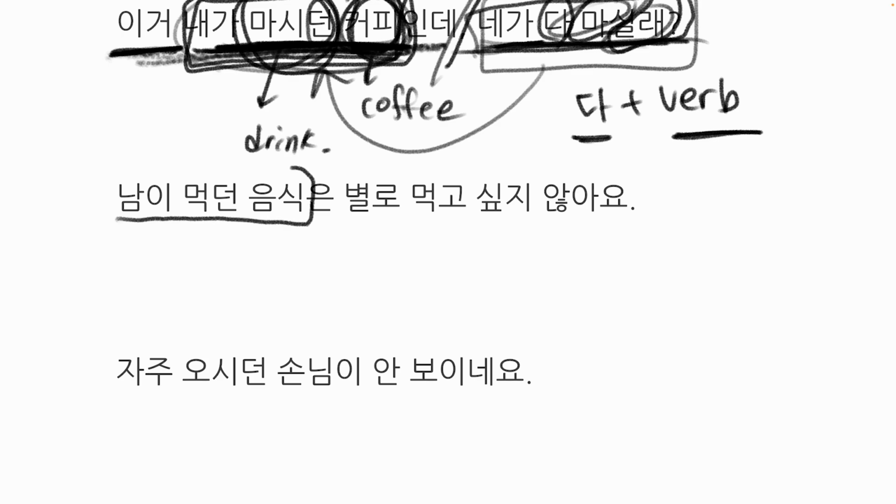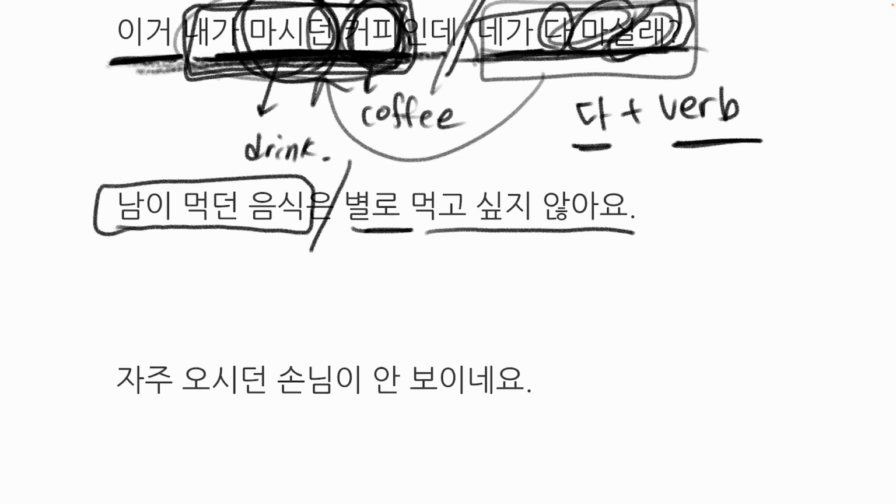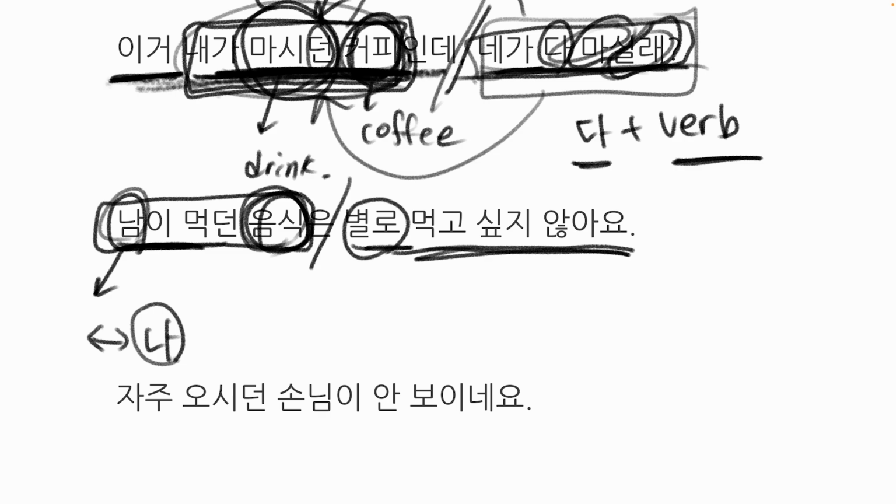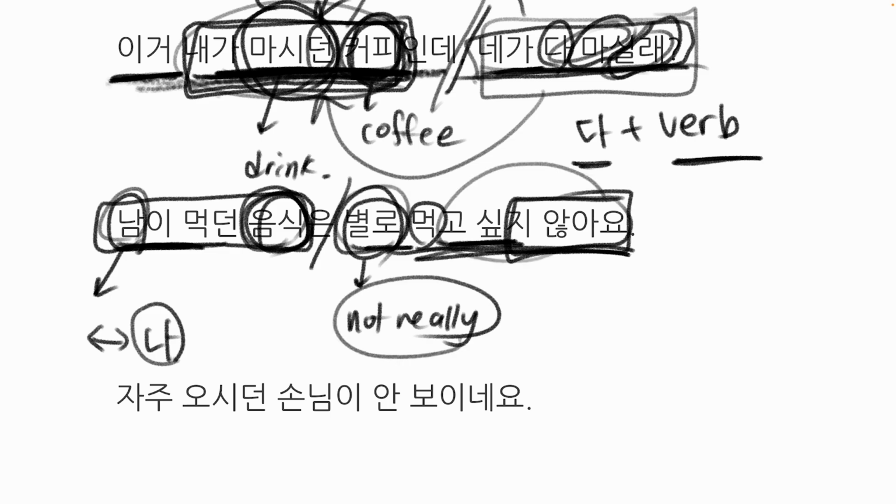남이 먹던 음식은 별로 먹고 싶지 않아요. So 남 here means other people, someone that is not me. This is the opposite of 나, me, and 남, others. 남이 먹던 음식, the food that others ate. 별로 먹고 싶지 않아요. I don't want to eat. 별로 means not really, and it's also used with a negative verb. So I don't really want to eat the food that others ate.